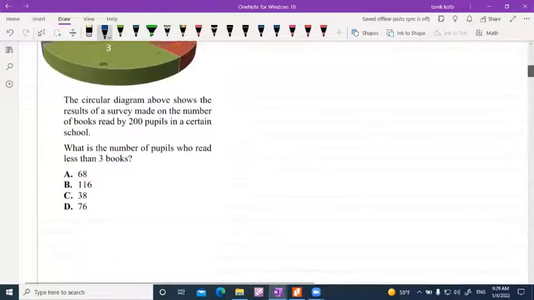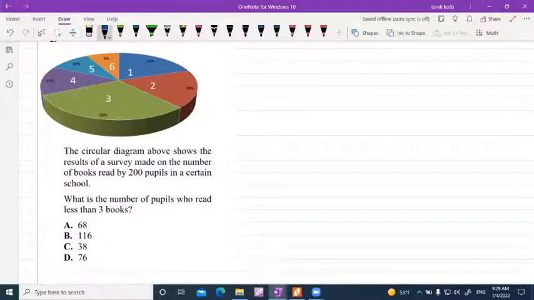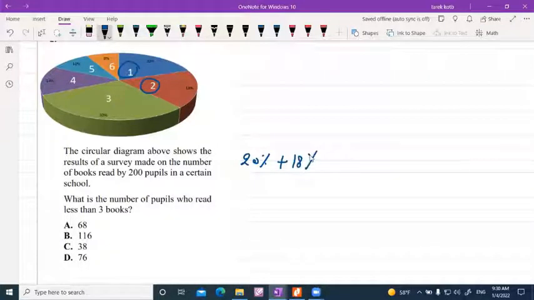Number 2, the circular diagram above shows the result of a survey made on the number of books read by 200 people in a certain school. What is the number of pupils who read less than 3 books? Less than 3 books means 1 or 2. That means it's either this or this. Here you have 20% and this is 18%.